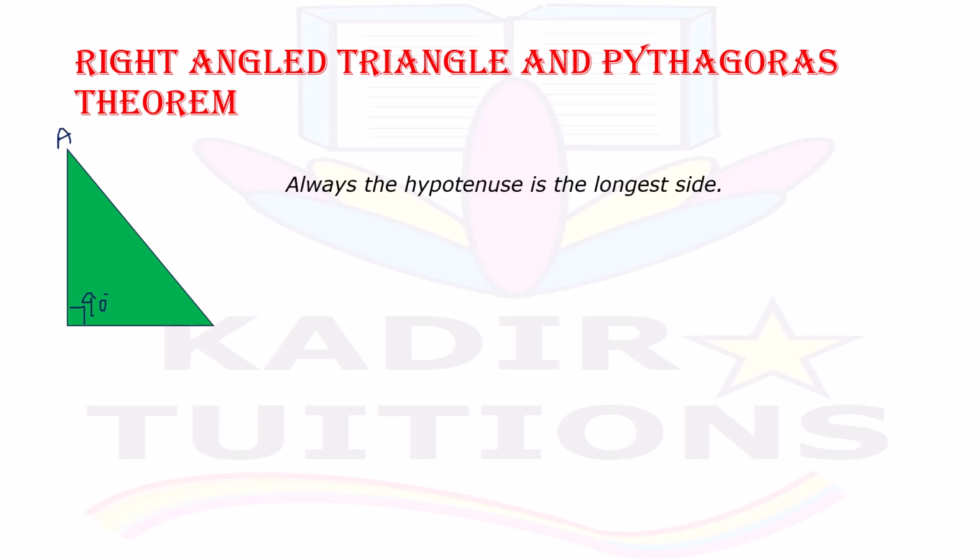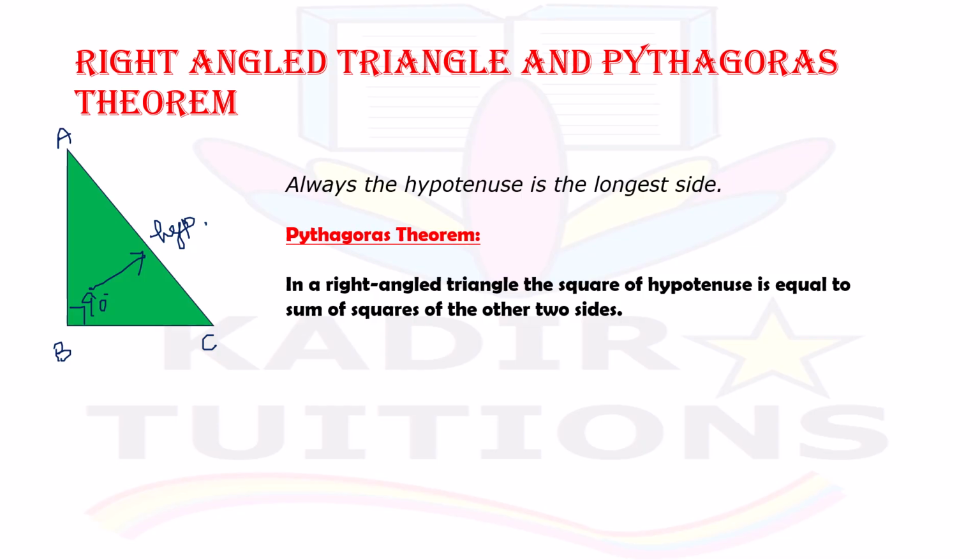I'm marking the vertices as A, B and C. And here one more important concept. In a right angle triangle, the side always opposite to 90 degrees is the hypotenuse. What is actually opposite to 90 degrees? AC. So AC is the hypotenuse. And here the very important point, the hypotenuse is always the longest side. Why is the hypotenuse the longest side?